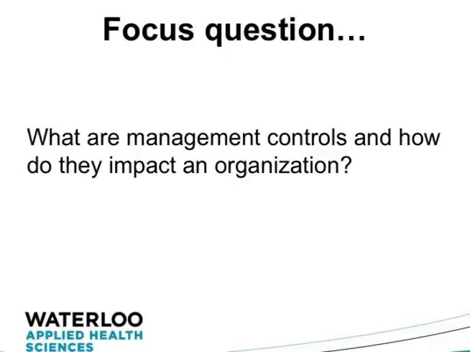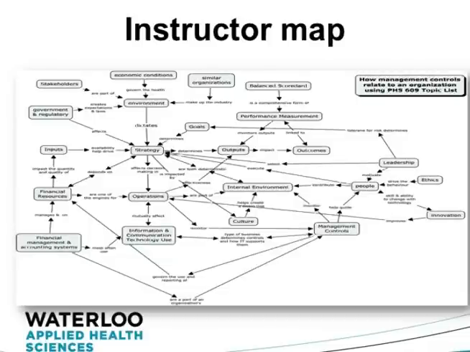The focus question they were given was, what are management controls and how do they impact an organization? Pretty broad. But nevertheless, it was intended to focus their thoughts down a little bit. So the instructor's map that I had put together, sorry again, I wish it was a bigger screen, talked a little bit about outcomes and about culture. Everything that I'd taken out of my course objectives and my teaching plan, I laid it out and tried to connect the pieces through.